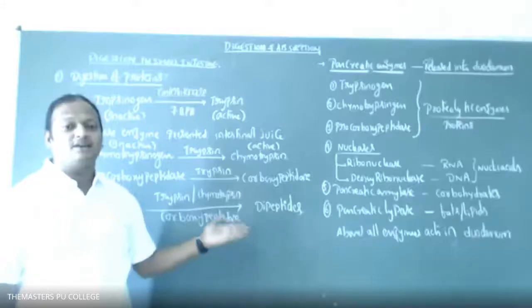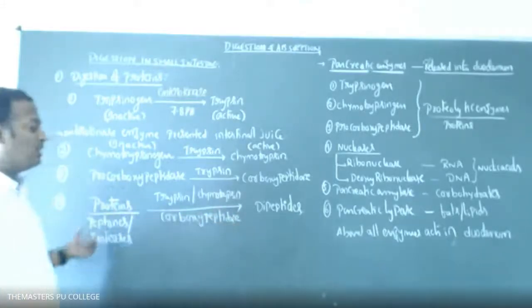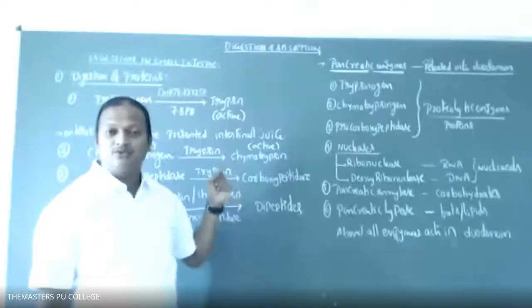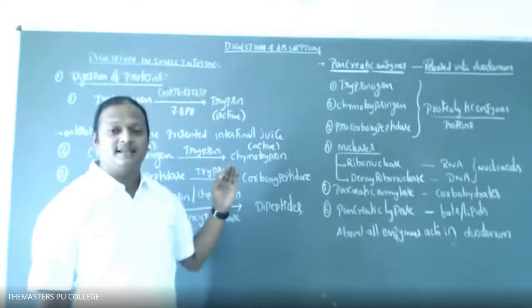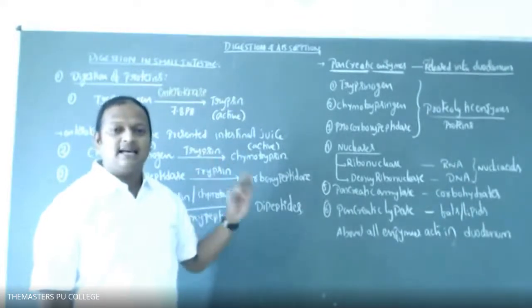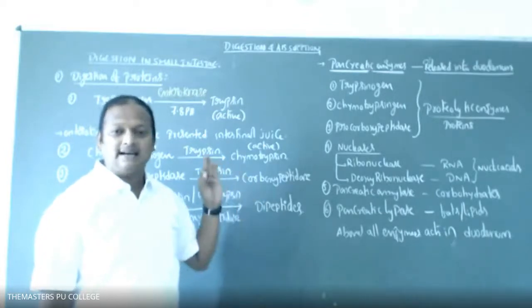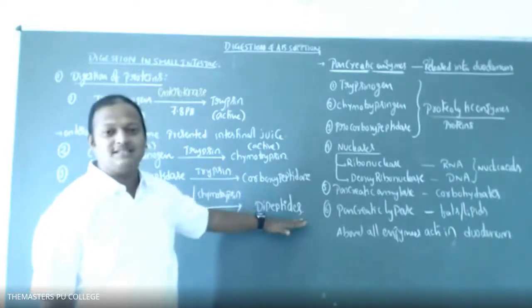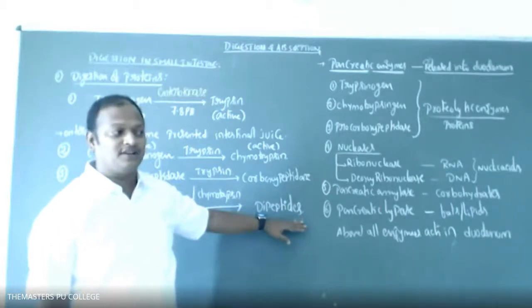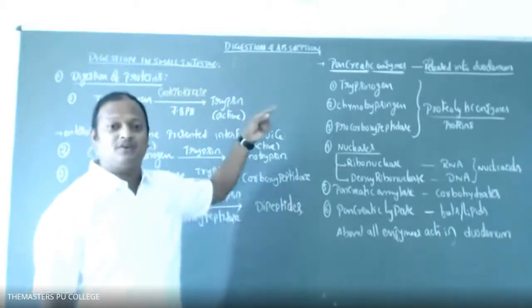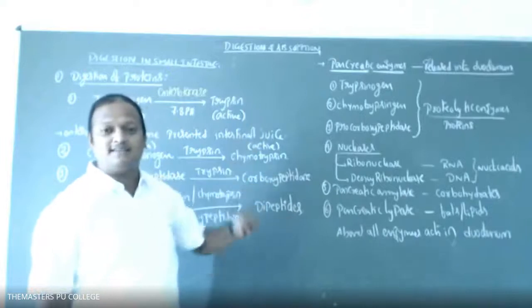No, sir. Has protein digestion completed? No. Why? Because what are the end products of proteins? Amino acids. Amino acids are not formed here. Dipeptides are. So what point do you need to remember, students? The pancreatic enzymes involved in protein digestion convert only up to some intermediate stages. So which enzymes are helpful for completion of protein digestion?